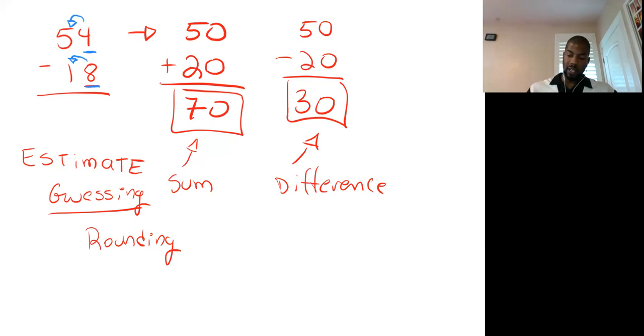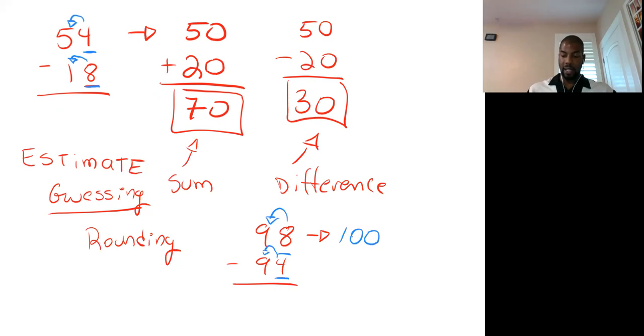I just thought of something. Let's say your number was 98 minus 94. How would you do that? Well, if I were going to follow the rules, 8 would change the 9 into the next largest number, which is 10. So 98 becomes 100. 4 does not change the 9 because it's under 5, so that stays 90. And 100 minus 90 is 10, which is the estimate answer. 98 minus 94 is only 4. So notice that estimates are not exact, obviously. They are just roundabout figures, okay?